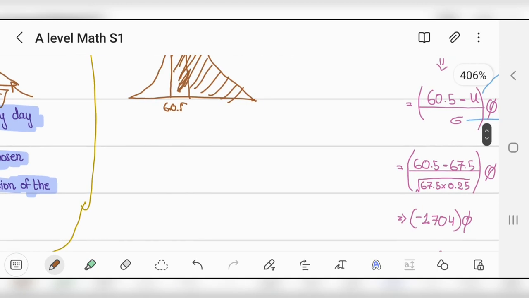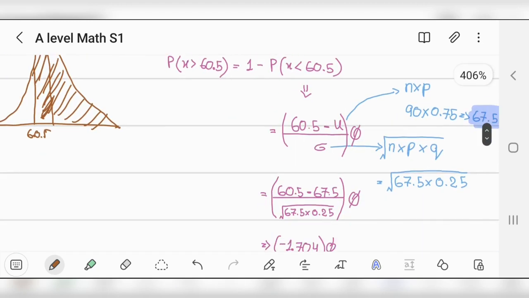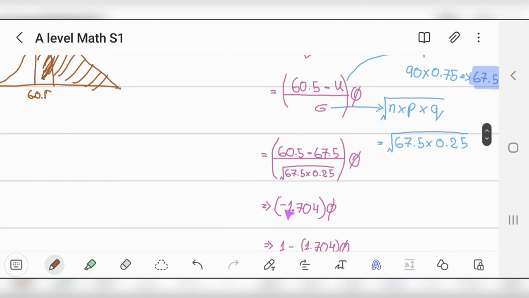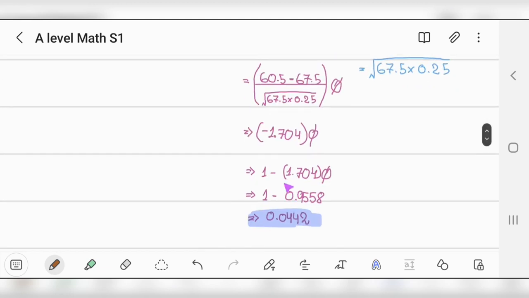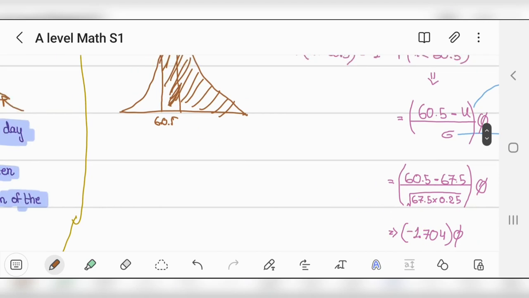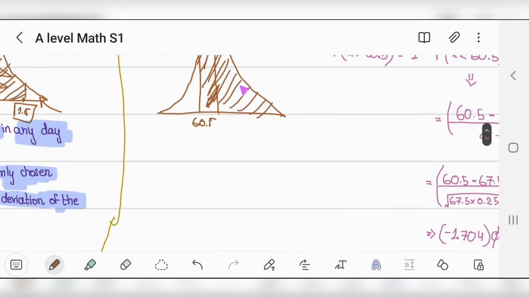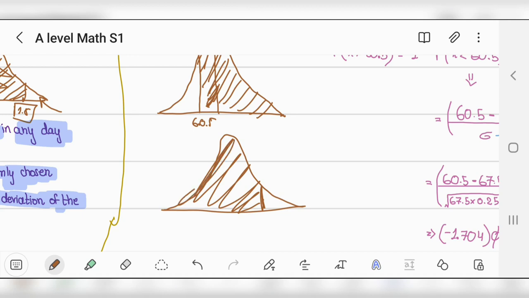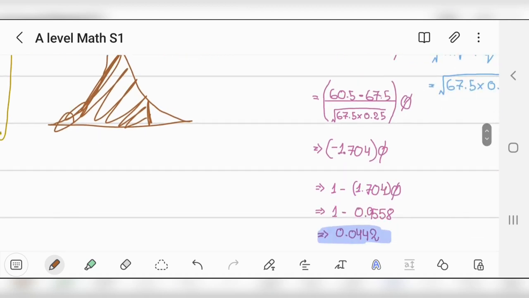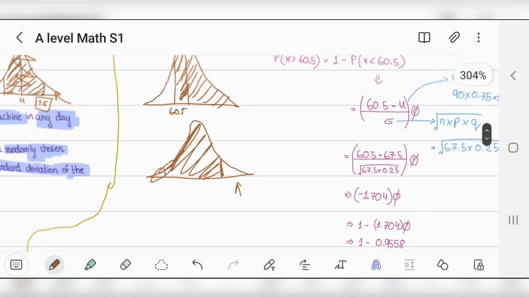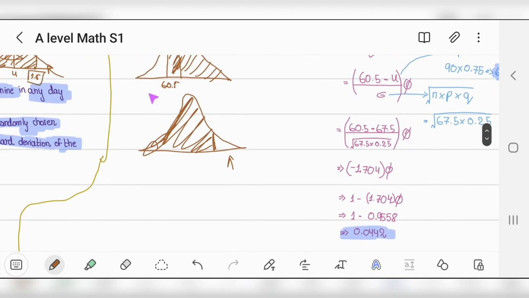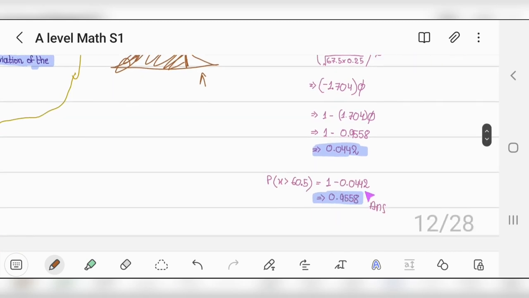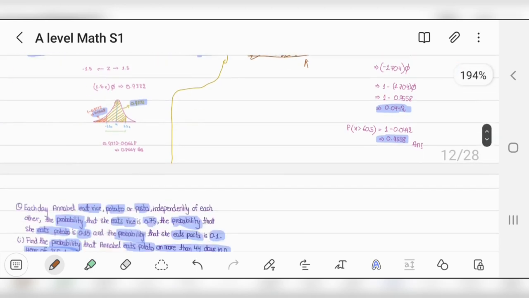In order to do that, first of all, we're going to convert this into a z-score. We got the z-score, minus 1.704, then we neglect the negative sign, and after neglecting it, it would be right here, then we get the area from this side, okay? We got the area, and then 1 minus this, so we got this area. After getting this area, we got this one. So we just do 1 minus 0.0442, and then we got the answer. Okay, moving on.